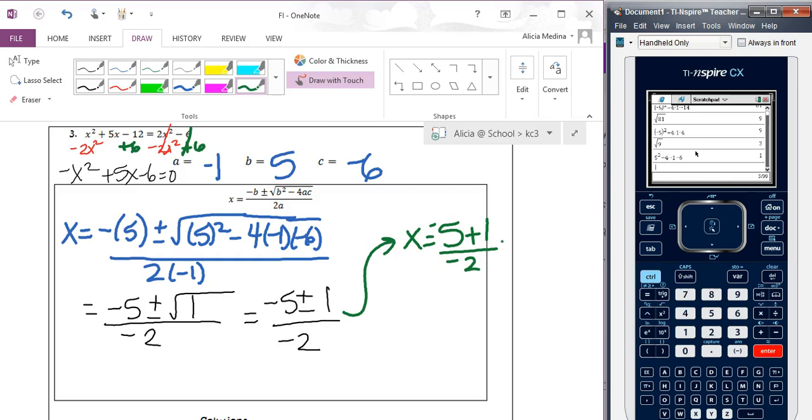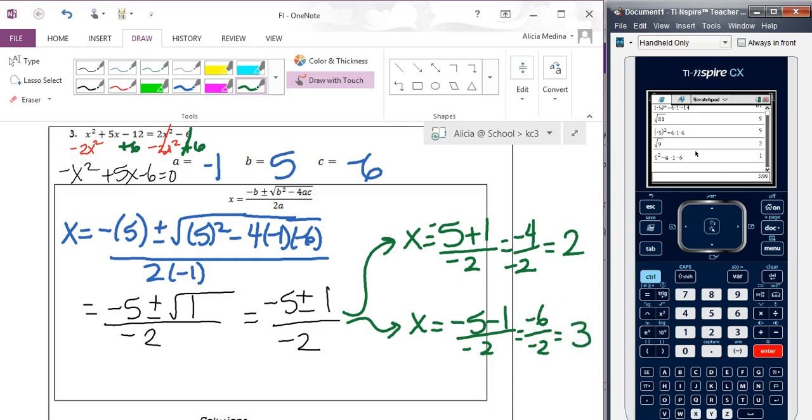Negative 5 plus 1 is a negative 4 over negative 2, which is going to give me a positive 2. The other solution, x is going to equal negative 5 minus 1 over negative 2. Negative 5 minus 1 is a negative 6 over a negative 2, which is a positive 3. Alright, those are my 2 solutions.